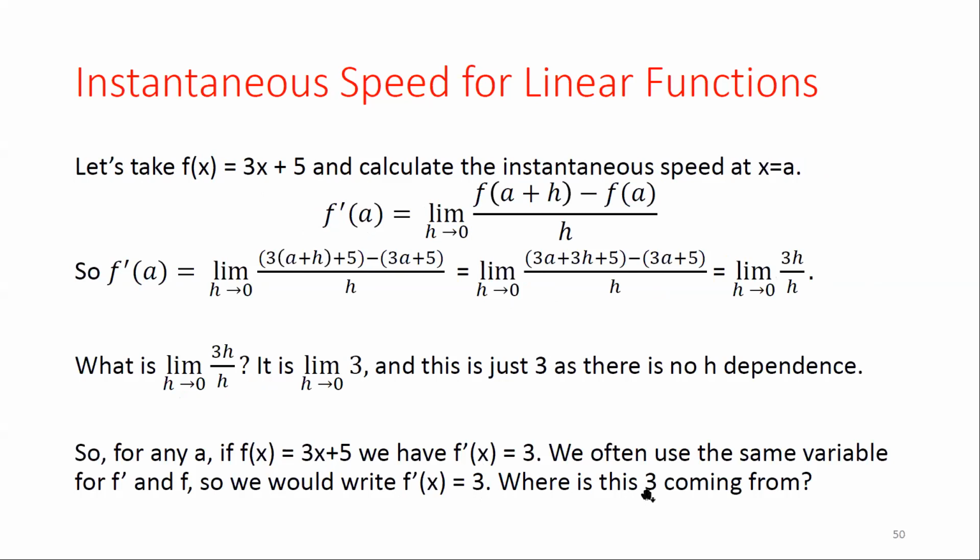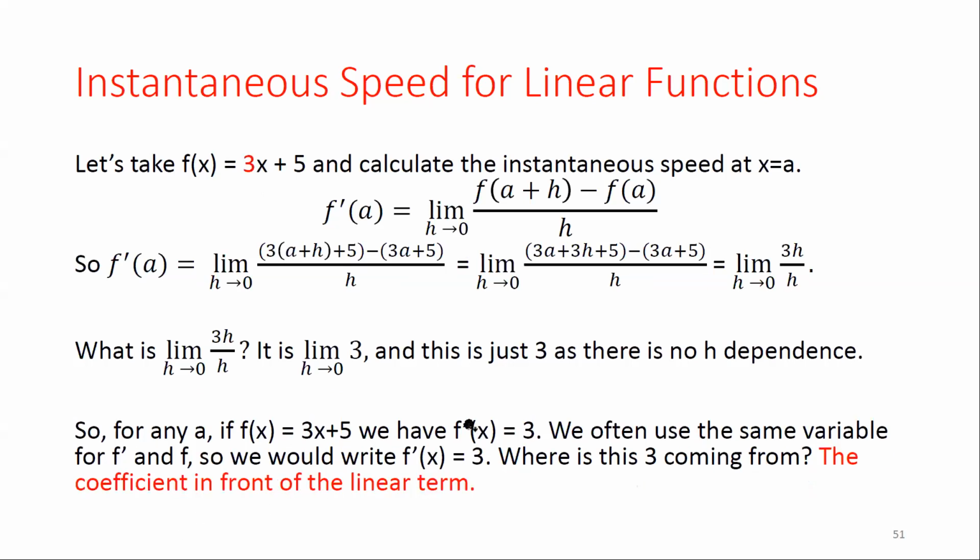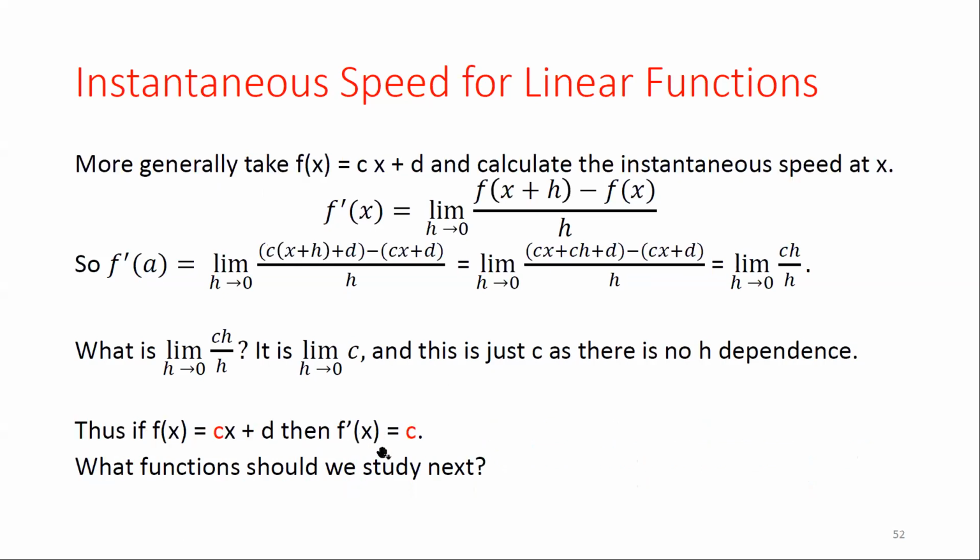So where do you think the 3 is coming from? Why do you think the speed is always 3 if the function is 3x plus 5? It's coming from the 3 in 3x. So my feeling is if we change it to 5x, it would become 5. I think that's a great thing to check. And so the coefficient is coming from the linear term.